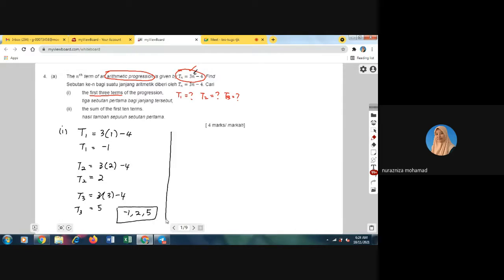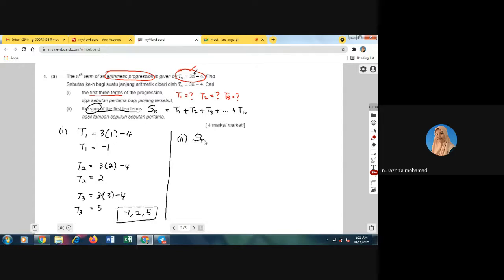Now look at question number 2. The sum of the first 10 terms. The sum of the first 10 terms is S10. You can get the answer from the formula Sn, or you do it manually, which is you add from T1 until T10. You find out what is T1, T2, T3 until T10, and then you sum up.